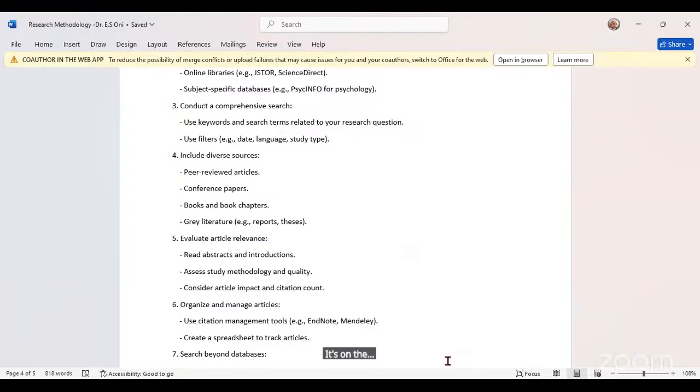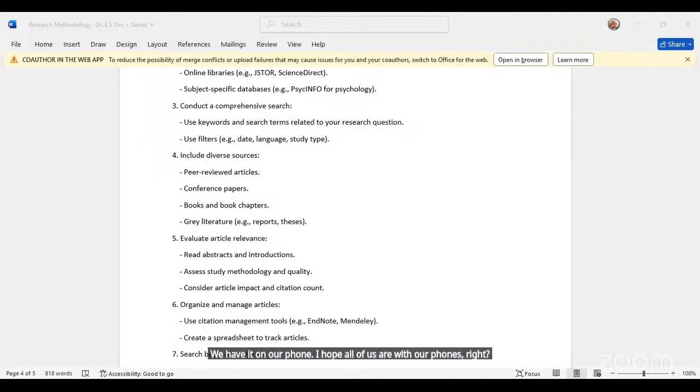Let me check from here. It's there, sir. It's there. You've posted it. Okay. Yes, I want to see if I can share it. Okay, sir. We have it on our phone. I hope all of us are with our phones, right? Yes, sir. I'm with my phone. I'll pin it on the group now. Everybody can go and look.